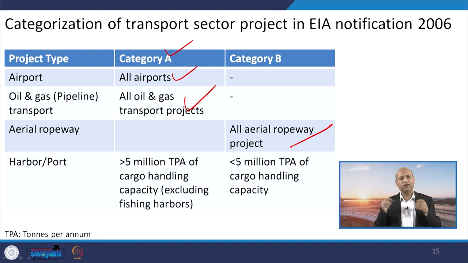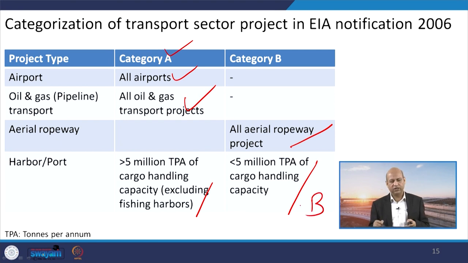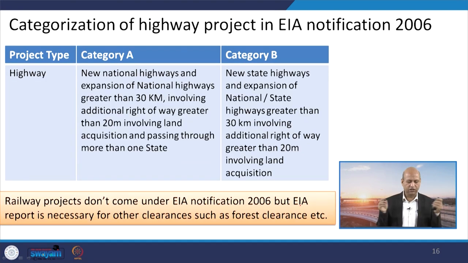Harbors and ports, according to their handling capacity, like more than 5 million tons per annum of cargo handled by that port, excluding fishing harbors, okay. Only those cargo related ports or harbors which are dealing with more than 5 million tons per annum of cargo will be in category A, otherwise less than that will be in category B. So that is important to distinguish.